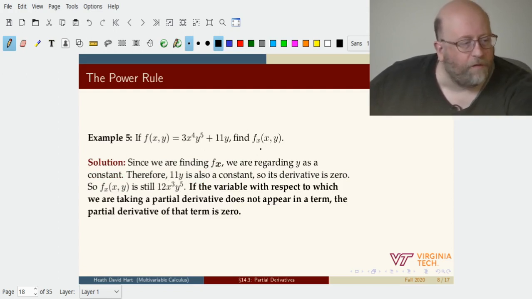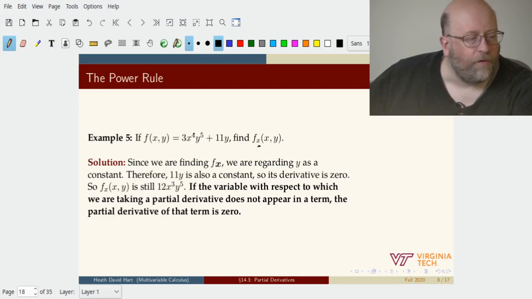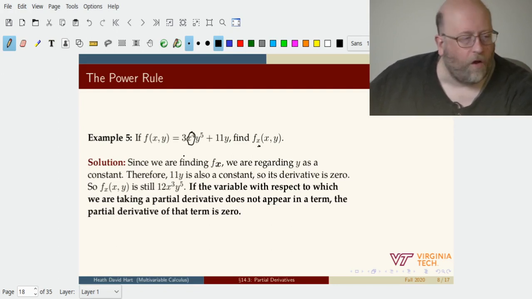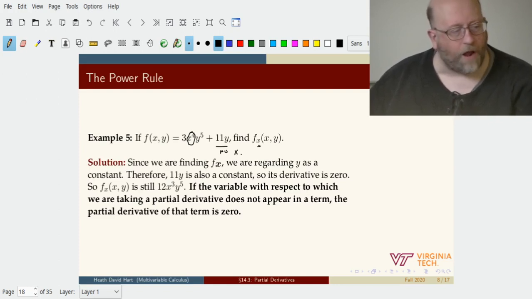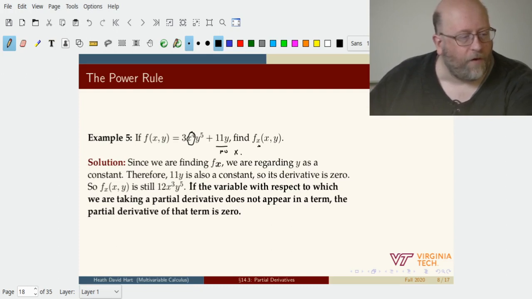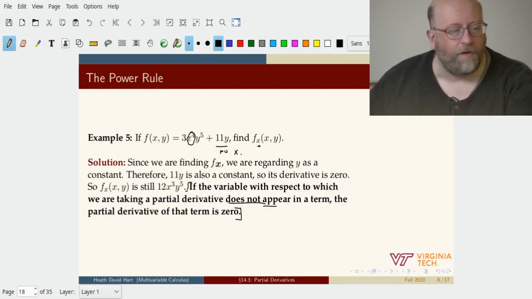If I want to find the derivative with respect to x, for 3x to the 4th, y to the 5th, plus 11y, well, in this term, the x to the 4th gets all the attention. The 4 comes down, becomes 12x cubed y to the 5th, just like in example 3. But there is no x in this term. And so its derivative is 0. Anything that is a constant, the derivative is 0. And when we're finding the derivative in the x direction, y is a constant. And so if the variable that we are trying to take the partial derivative of does not appear in the term, the partial derivative for that term is 0.